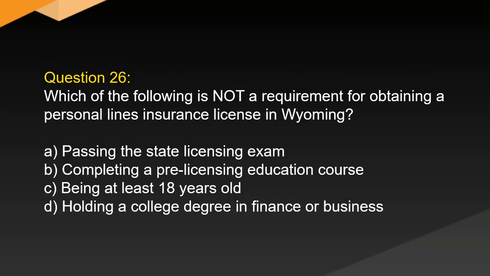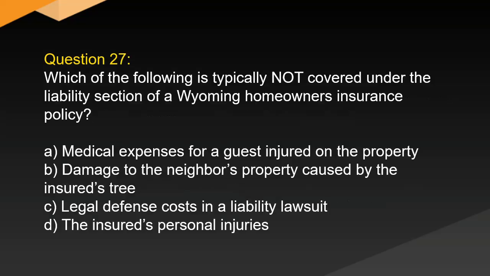Question 26. Which of the following is NOT a requirement for obtaining a personal lines insurance license in Wyoming? A. Passing a state licensing exam. B. Completing a pre-licensing education course. C. Being at least 18 years old. D. Holding a college degree in finance or business.